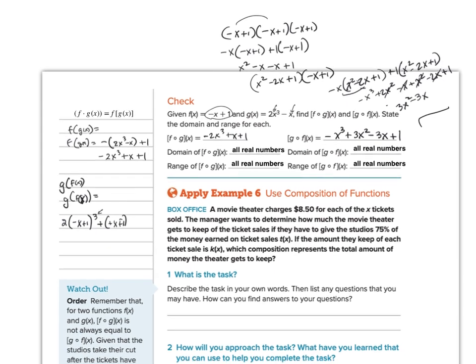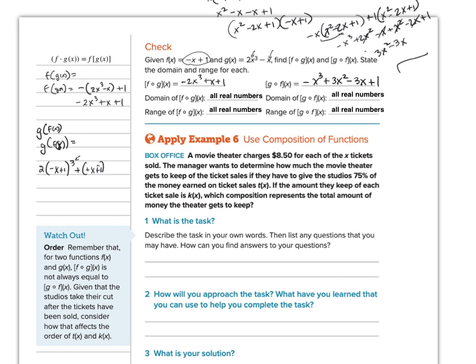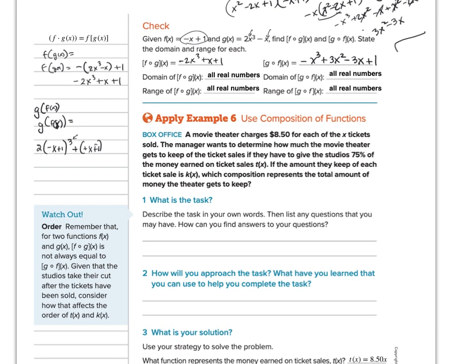So there you go. Now, the movie theater charges $8.50 for each of the x tickets sold, and the manager wants to determine how much of the ticket sales the theater gets to keep if they have to give the studio 75% of the money earned on the ticket sales. If the amount they keep on each ticket sale is K of x, find the composition which represents the total amount of money that the theater gets to keep.